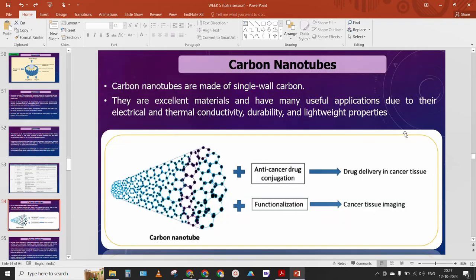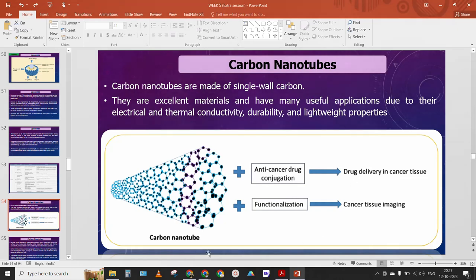Then the next is carbon nanotubes. Carbon nanotubes are made up of single wall carbon. They are excellent materials and have many useful applications due to their electrical and thermal conductivity, durability, and lightweight properties.